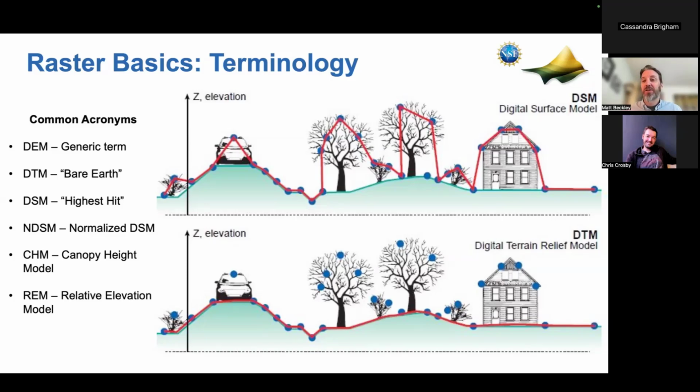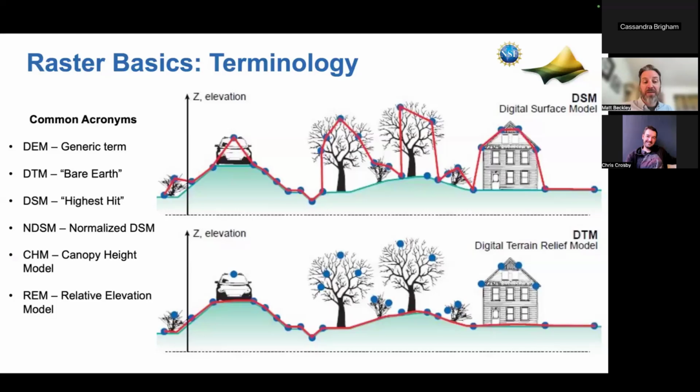But obviously, it's a little bit of a misnomer if you're in an urbanized environment and there aren't a lot of trees. So in those types of situations, you'll see it referred to as a normalized DSM. So you're subtracting the digital terrain model from the digital surface model. In an urban environment, it'd be things like building heights or cell tower heights or power line heights, things like that.